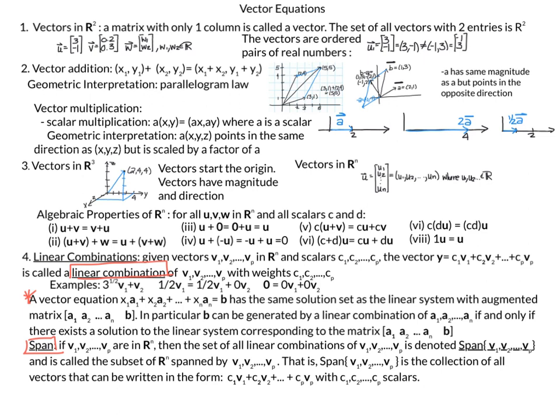And since that's not equal to (-1, 3), these two vectors are not the same. (3, -1) and (-1, 3) are not the same vectors. We talked about vector addition: when you have (x1, y1) plus (x2, y2), you just add the first two coordinates together, x1 plus x2, and then you add your second two coordinates together, y1 plus y2.